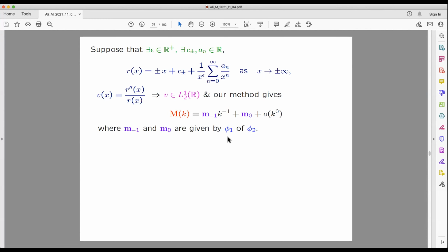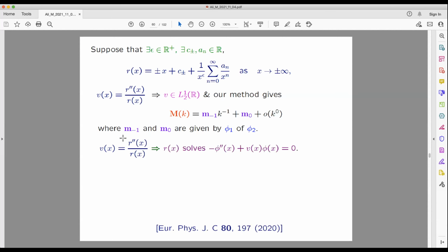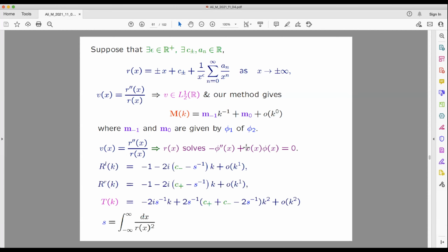Now, how are we going to solve the zero energy Schrodinger equation? Amazingly, just look at the formula for the potential. Potential is R double prime over R. So R itself solves the zero energy Schrodinger equation. This is a second order linear equation. You have one solution, so you can get the general solution. Very easy. So we managed to do that. And this is the end result of this calculation.